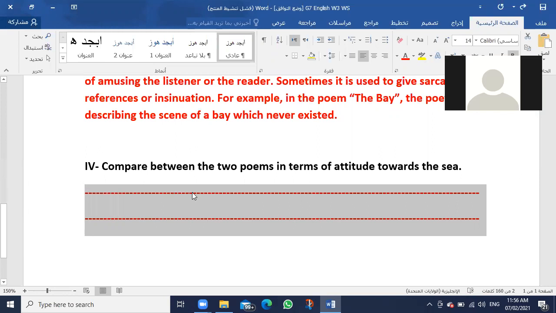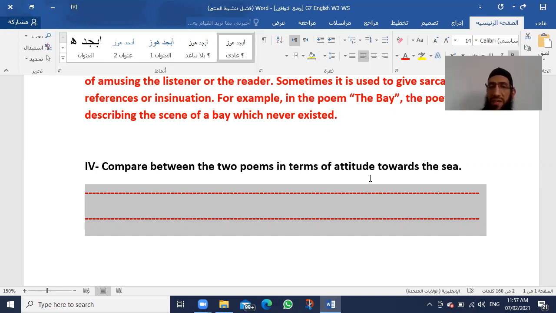Compare between the two poems in terms of attitude towards the sea. You don't remember the answer that I said before about this question? Which one was positive and which was negative? The first one was negative and the second one was positive. Thank you. So you know it. Be confident all the time. Don't convince yourself that you don't know, because already you know, but you thought that you don't know. Right. Thank you, Abdullah. Say it again. So the first poem was negative and the second poem was positive.